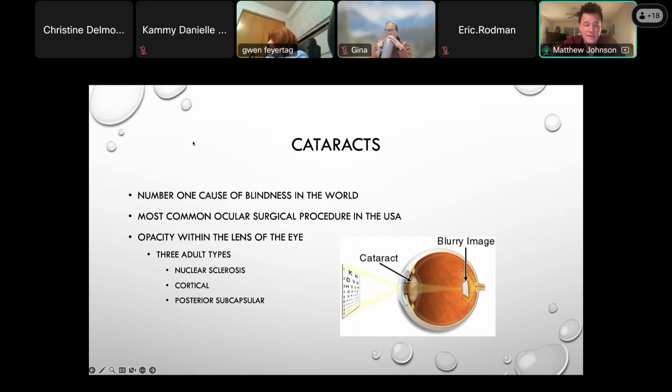Don't wait. It's not worth it, especially in cases like that. But basically, like I say, this is an opacity within the lens of the eye. There's three generally adult types that we'll put here: nuclear sclerosis, cortical, and posterior subcapsular. It just depends on what part of the lens is being affected.